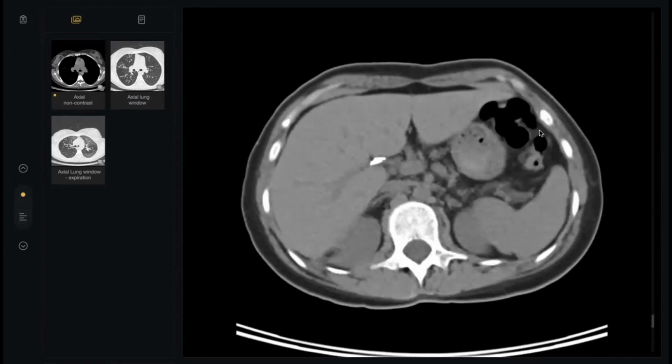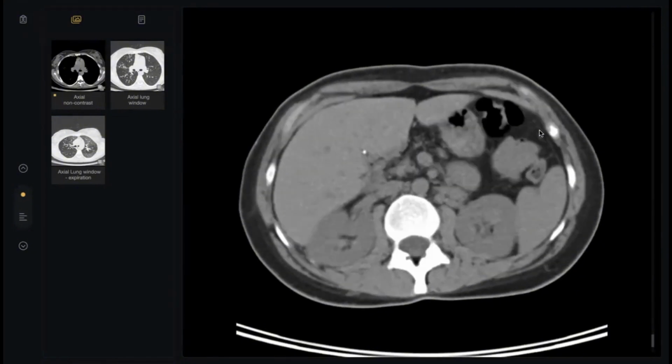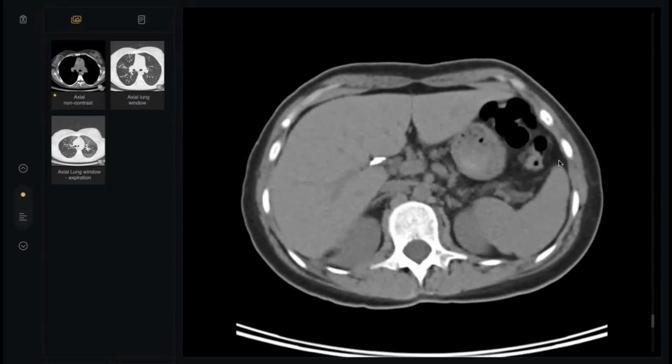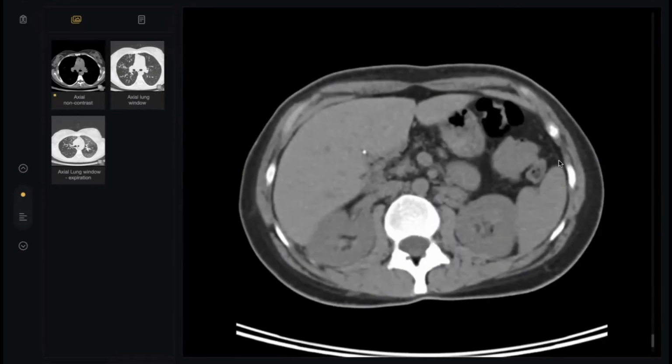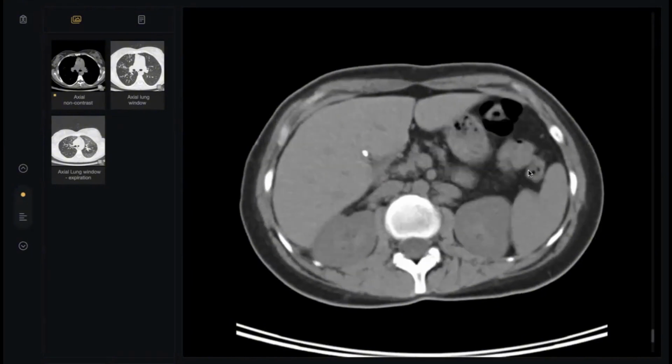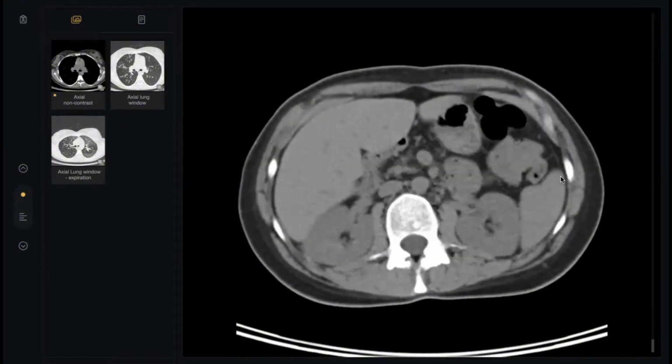Can you detect the pancreas? Oh, pancreatic atrophy. Yes, sir, there is pancreatic atrophy. What is the name of this process in cystic fibrosis? This is fatty replacement of the pancreas. Yes, very common.